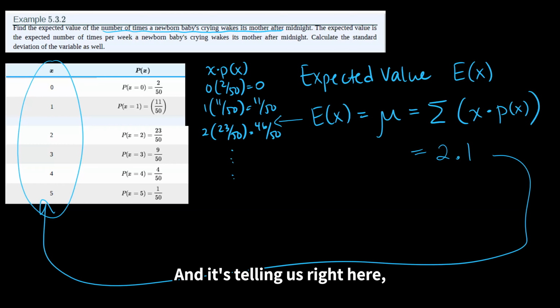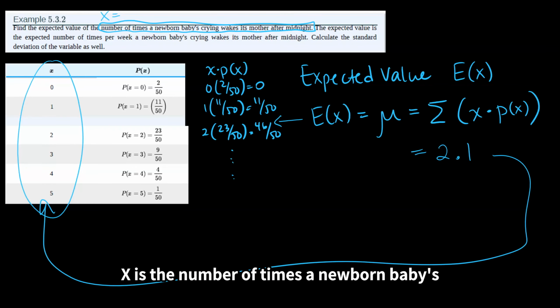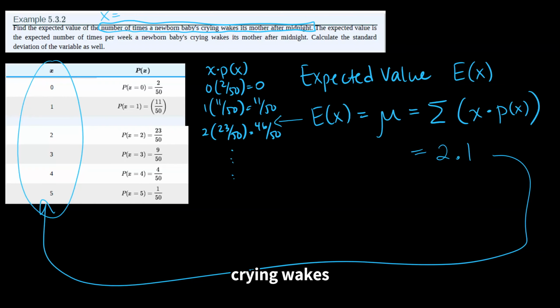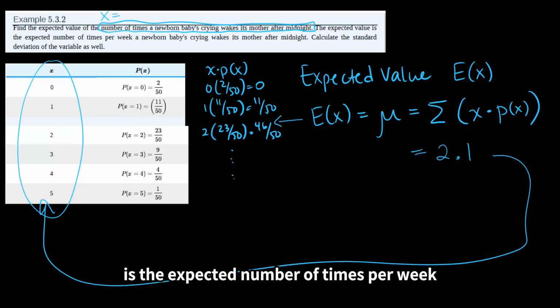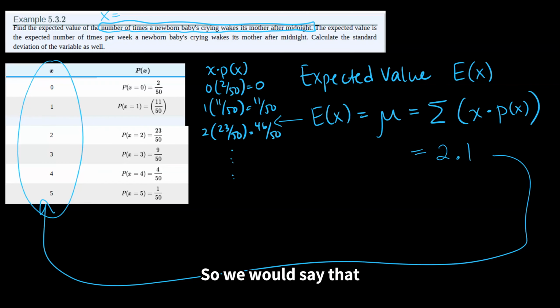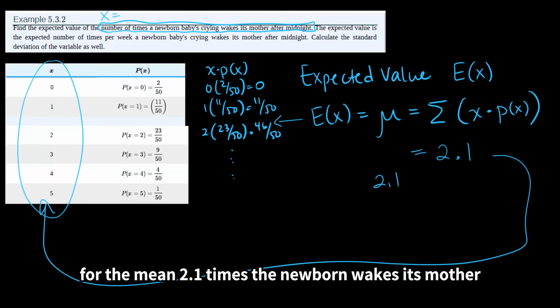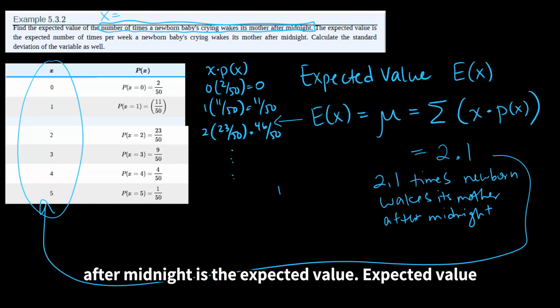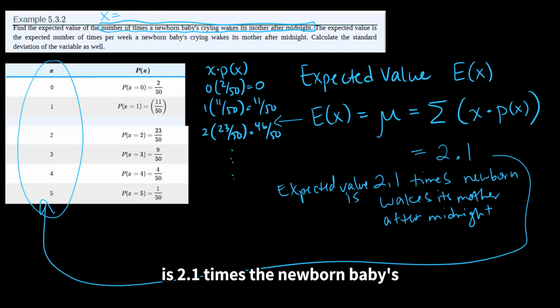And it's telling us right here, x is the number of times a newborn baby's crying wakes its mother after midnight. The expected value is the expected number of times per week a newborn baby's crying wakes its mother after midnight. So we would say that for the mean, 2.1 times the newborn wakes its mother after midnight is the expected value. Expected value is 2.1 times the newborn baby's crying wakes its mother after midnight.